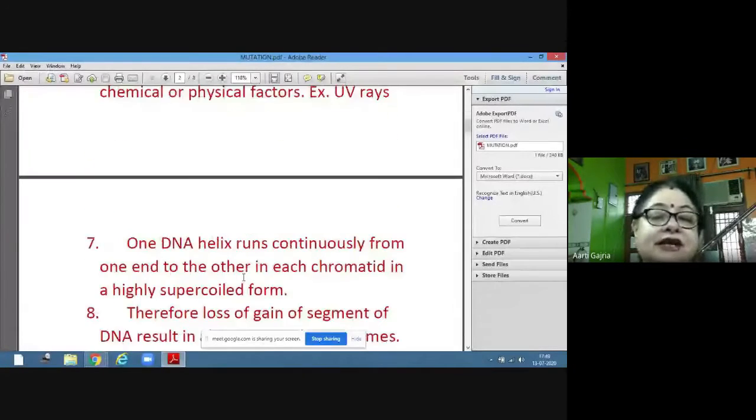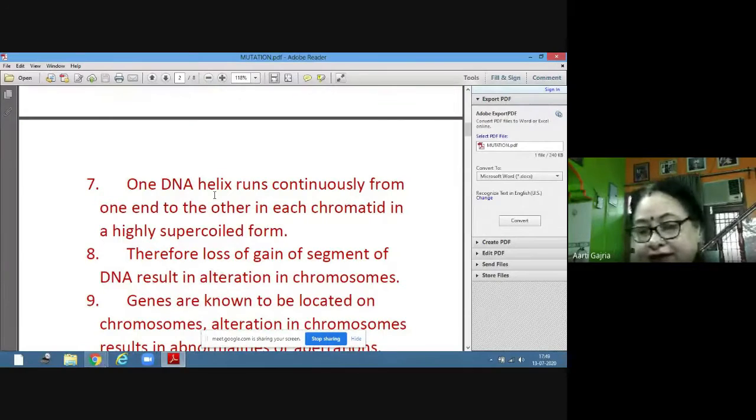Now, DNA is a double helix structure. One DNA helix is present in one chromatid. Another is present in another chromatid, and there are two chromatids in one chromosome. This we have learned. Now, one DNA helix runs continuously from one end to the other in each chromatid. And this DNA is present in the nucleus in a highly supercoiled form. Supercoiled means in a coiled structure. This DNA is present in the nucleus.